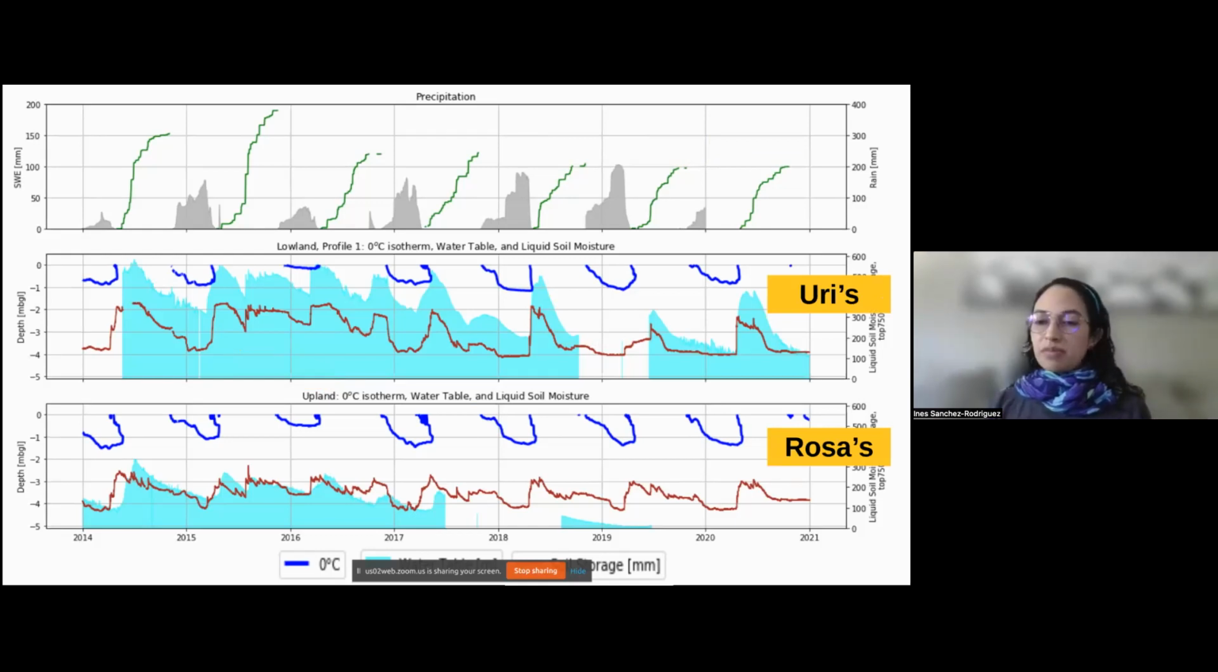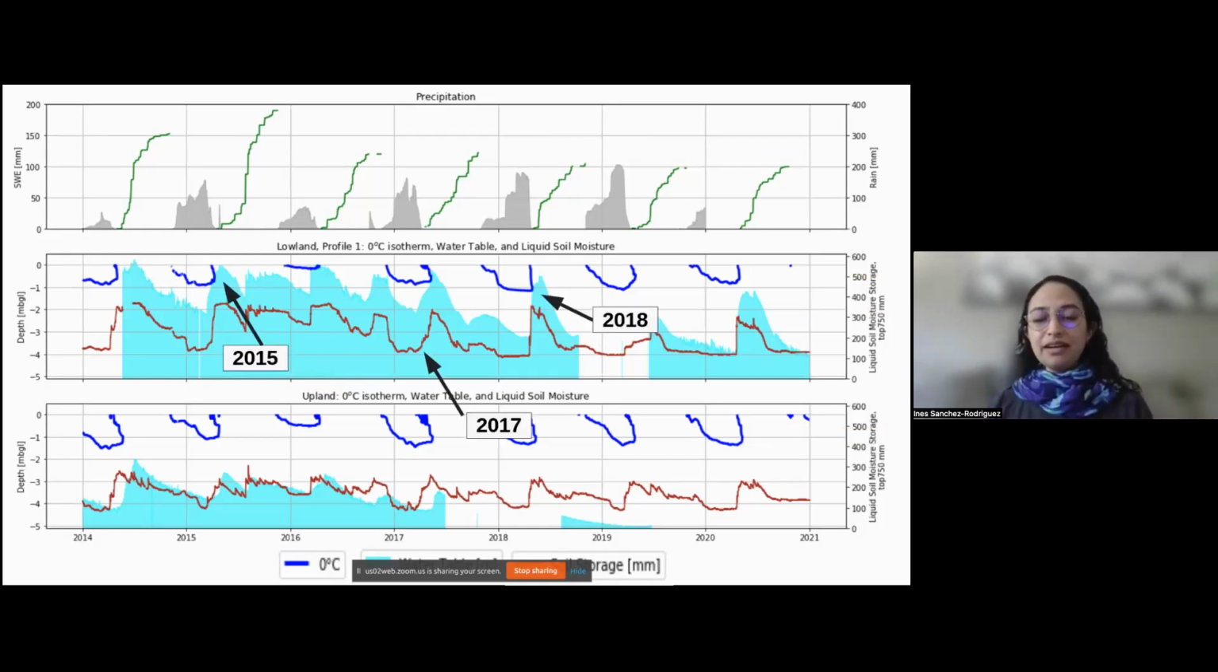The most intuitive observation is how once the freezing process starts, the water table depletes in a process that we call cryosuction. In this process, water migrates from the saturated zone towards the frozen zone due to changes in the matric potential. This is more evident, as you can see, in Uri's transect than in Rosa's transect. And that occurs because the water table is shallowest in Uri's transect. The second observation includes the rapid increase of the water table once the snowpack melts. And we can see in 2015, for instance, even if the soil is still frozen.